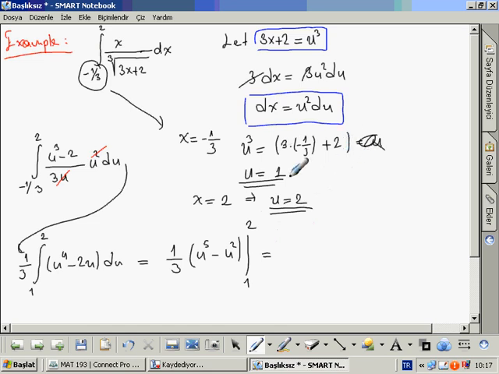Do not exchange these values. If you forget this, your result will be wrong. So 16 over 15 will be the result.